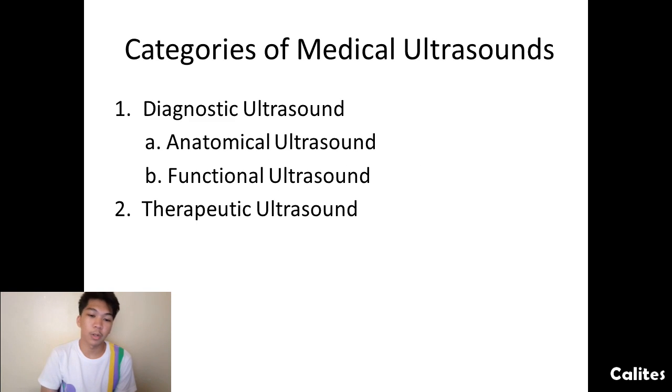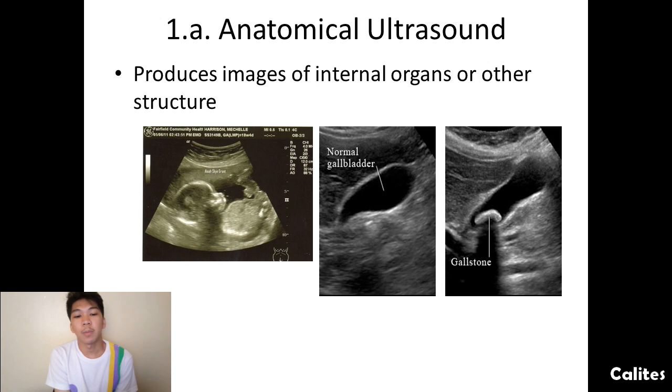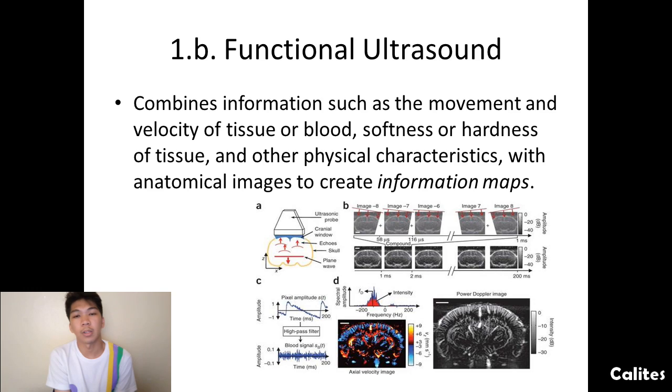Diagnostic ultrasound can be further subdivided into anatomical and functional ultrasound. Anatomical ultrasound produces images of internal organs or other structures, while functional ultrasound combines information such as the movement of the tissue or blood, softness or hardness of tissues, and other physical characteristics with anatomical images to create information maps. These maps help doctors visualize changes or differences in function within a structure or organ.